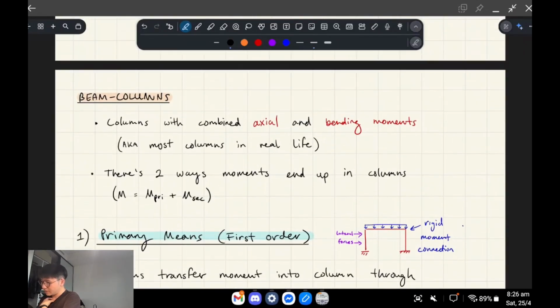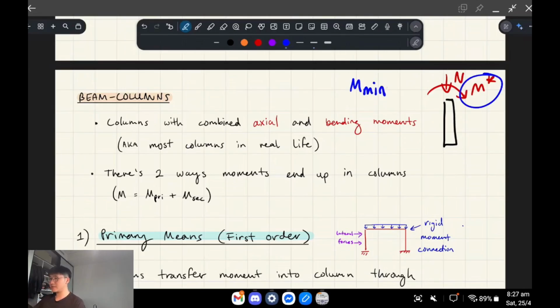So, anyways, you've got the column, right? And let's just draw it up. You've got some kind of axial force, let's say N, and you've got some kind of bending moment acting on it, okay? Most columns in real life will basically experience these two things at once, right? And even if on paper they're not experiencing the moment, it was that minimum moment thing that I was talking about from the steel code.